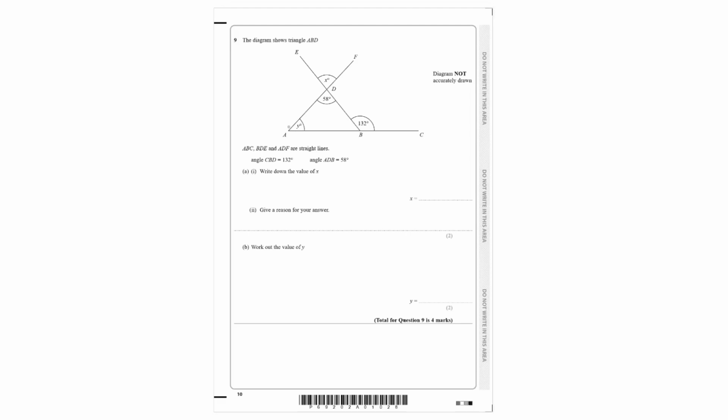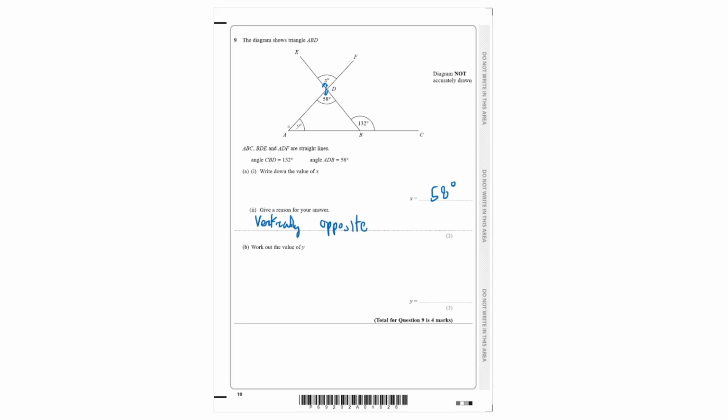Question 9. The diagram shows triangle ABD. Angle CBD is 132 degrees and angle ADB is 58 degrees. Work out the value of x. Since I can see that it is vertically opposite to 58, I know that x is just 58 degrees. Give a reason for your answer. Well, it is vertically opposite.